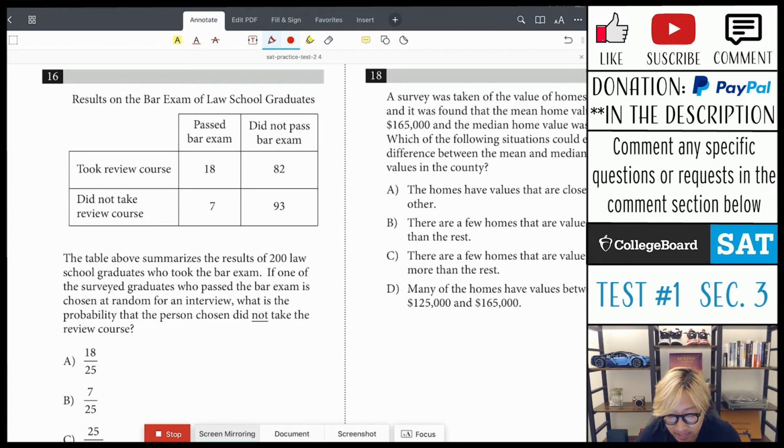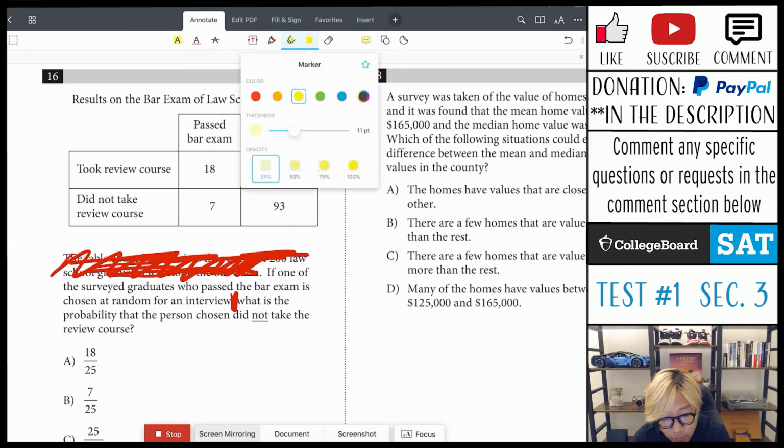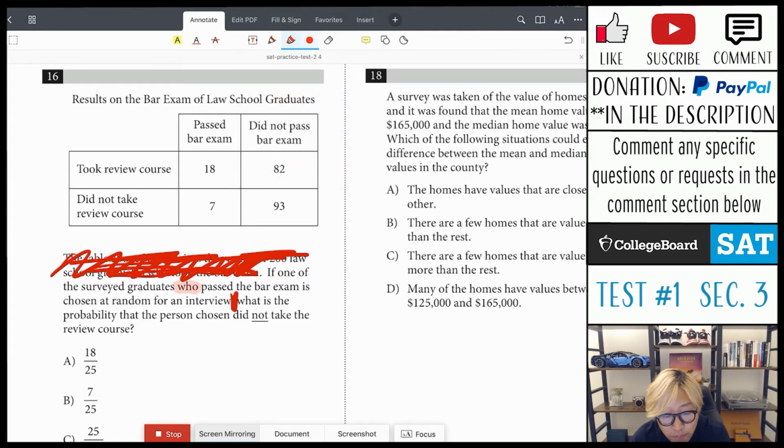Number 16, the table of blah, blah, blah, blah. Don't read the first sentence. We see the table up there. You don't need to read the first sentence. If one of the surveyed graduates who passed the bar exam is chosen at random for an interview, cut. So are we picking from everybody? Absolutely not. We're only picking from right here. I want everybody to pay attention. Who passed the bar exam? We're only picking from the guys who passed the exam.